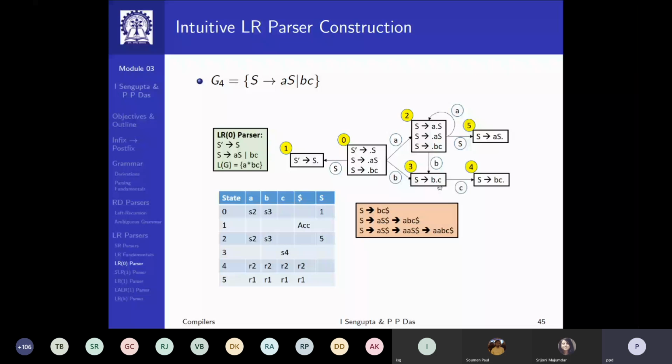So with this, in state 0, on A, I go to state 2. On B, I go to state 3. Certainly the other one is simple. If anything that S produces has been reduced to S, then I have a transition on S, which takes me to state 1, which is the go-to function at the end.